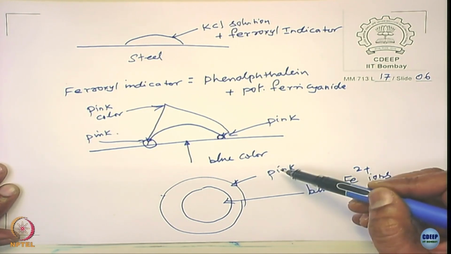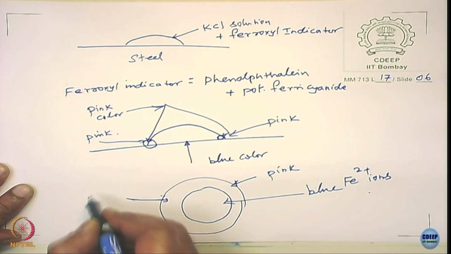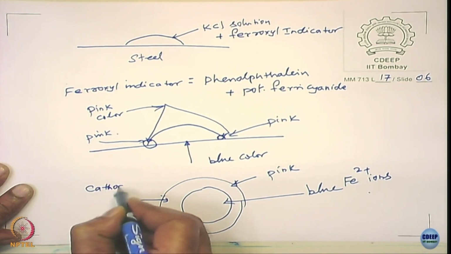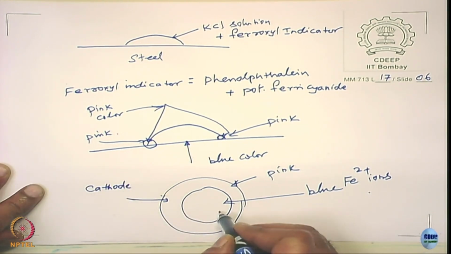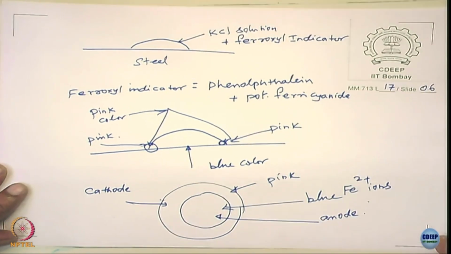And you have a hydroxide, then what happens? You will get a pink color. How is that possible? How does it happen? It happens because this area becomes a cathode. What happened to this area? This area becomes the anode. You take a steel, you put in sodium chloride or potassium chloride solution. The anode is where you have an oxidation. In this case, the steel will get converted into Fe2+ and the electrons are released.